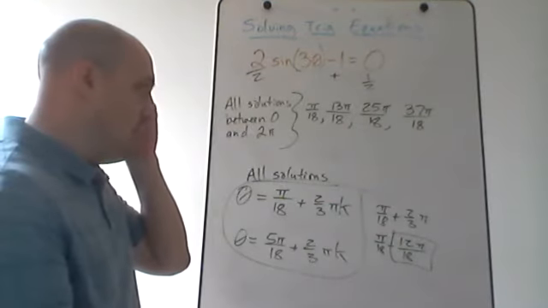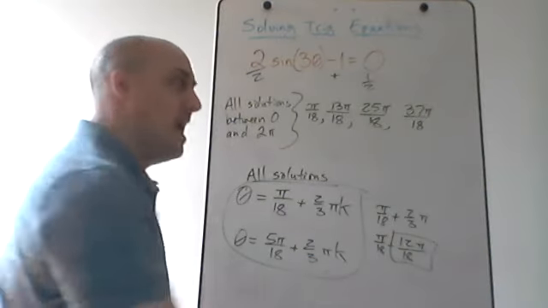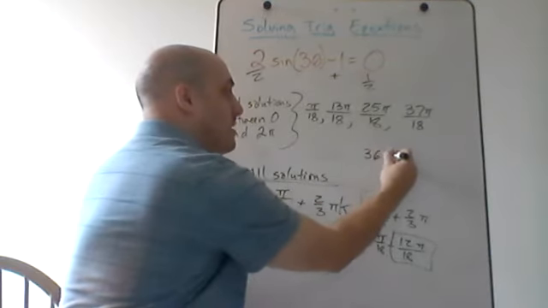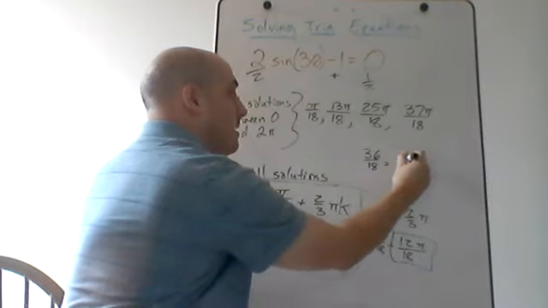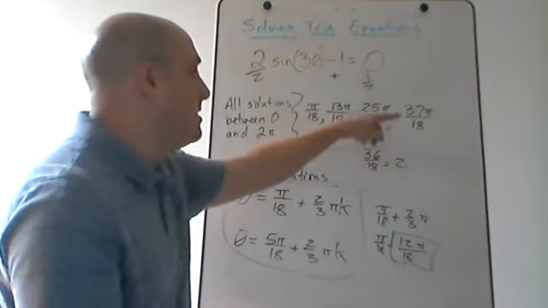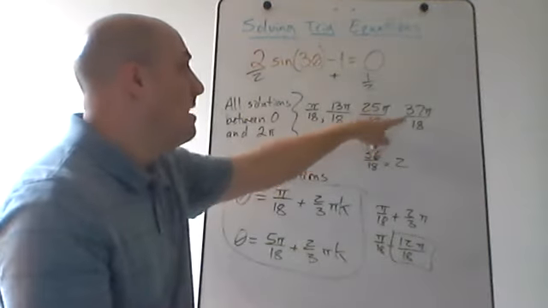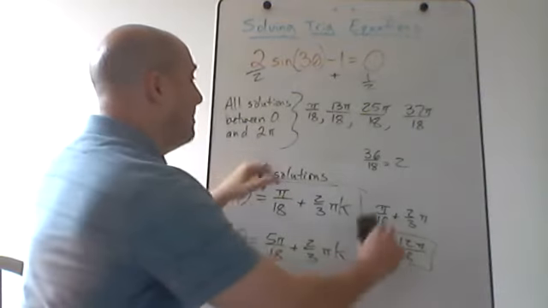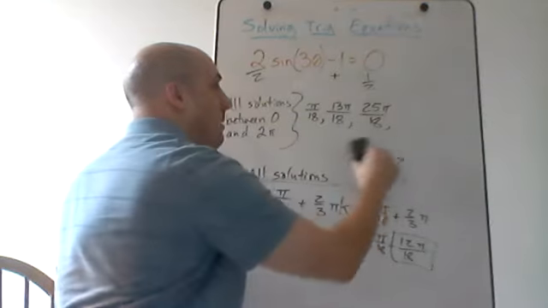Now, is that less than 2 pi? It's actually not, because if I had 36 over 18, that's equal to 2. 36 divided by 18 equals 2. So 36 pi over 18 would be 2 pi. 37 pi over 18 is bigger than 2 pi, so I don't include that one on the list.